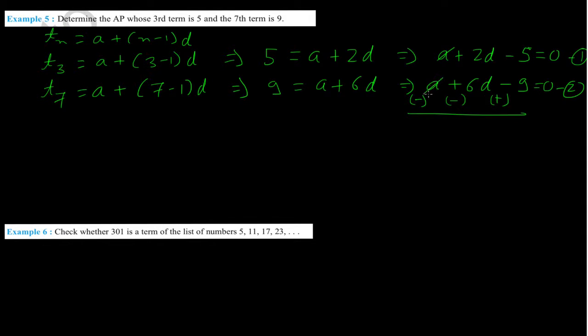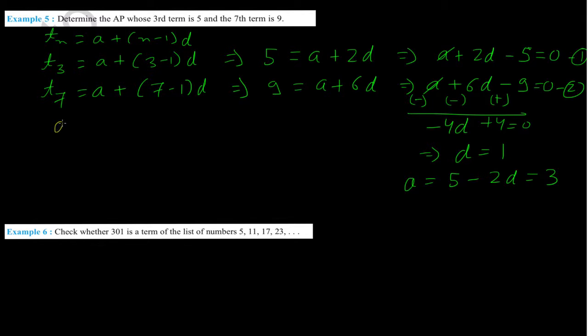And yeah, this gets cancelled out, so we have minus 4d, 9 minus 5, 4 is equal to 0. Therefore 4d is equal to 4 and d is equal to 1. And now we substitute d back into equation 1 and we have a as 5 minus 2d, or 5 minus 2 is equal to 3. Therefore we have got our AP.